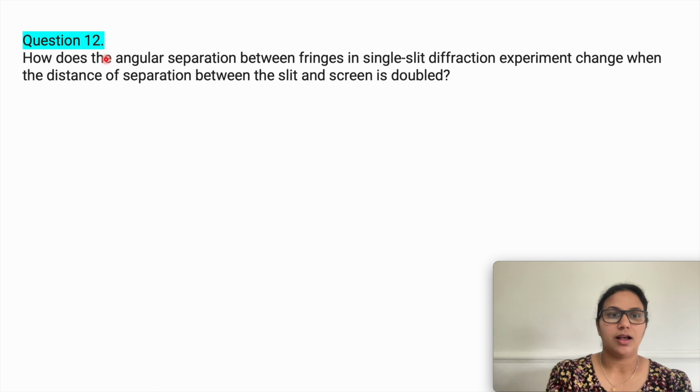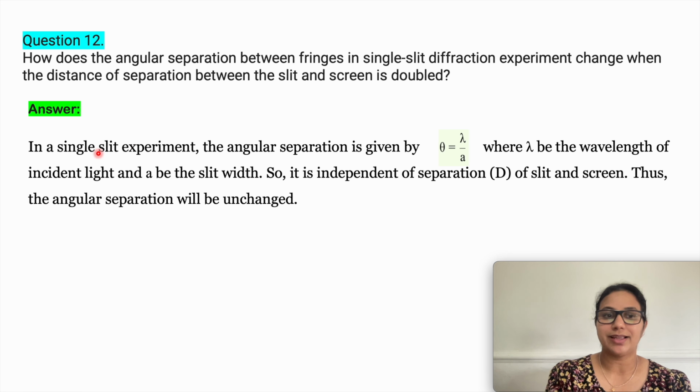Question number 12. How does the angular separation between the fringes in a single slit diffraction experiment change when the distance of separation between the slit and the screen is doubled? So in a single slit diffraction experiment, the angular separation is given by θ is equal to λ by a, where λ is the wavelength of incident light and a is the slit width, which is independent of the separation of slit and screen. Therefore, the angular separation will be unchanged.